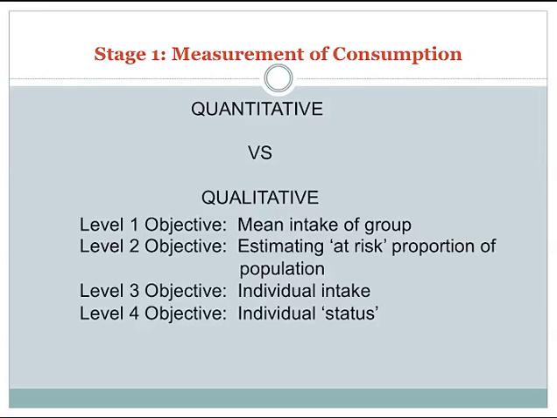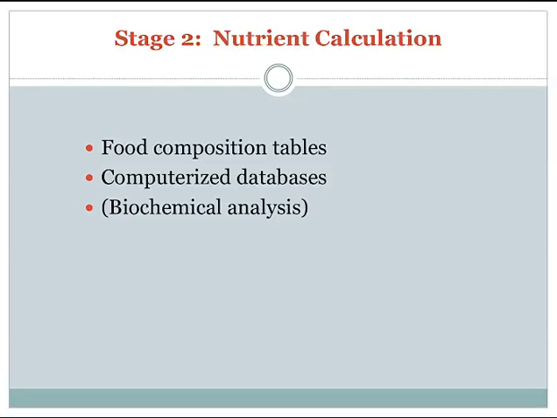So there are quantitative measures, that is, you try to estimate how much people consume. There are qualitative measures to give you an estimate of what different kinds of foods people are consuming. So the bottom line is, you're either trying to get the average intake of a group, or you try to estimate the at-risk proportion of the population if their nutrient intake might not be quite so good. Another level would be getting individual assessments to see if an individual is at risk, and then you compare that individual against standards as well. Typically, food composition tables, which are computerized, are used.